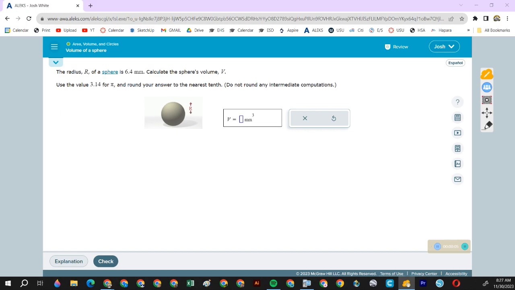This is 6.7. It's going to be the last section in this chapter. And I have a couple more formulas to teach you. The first is the volume of a sphere.